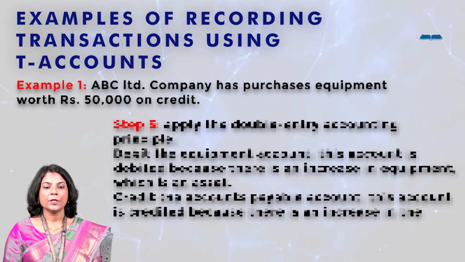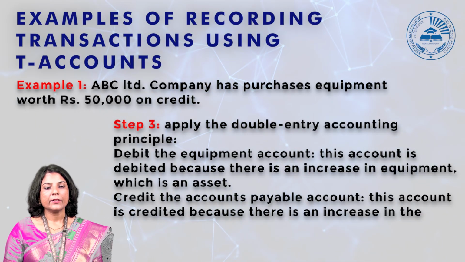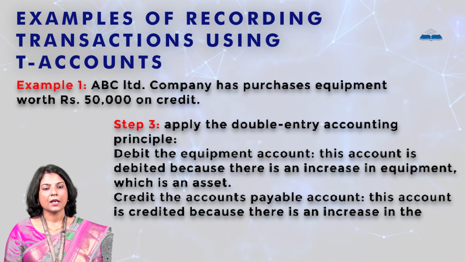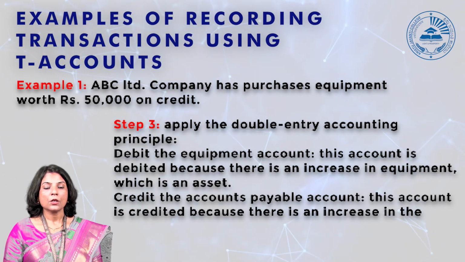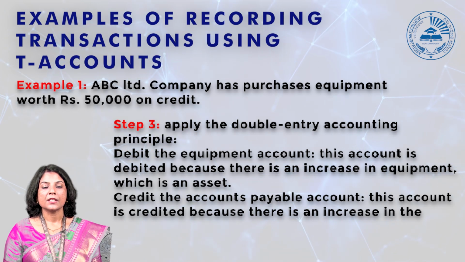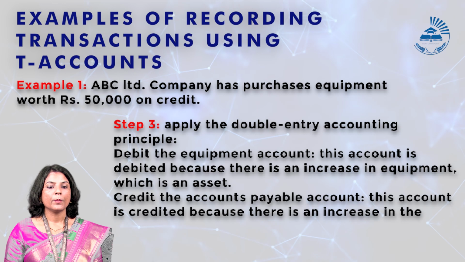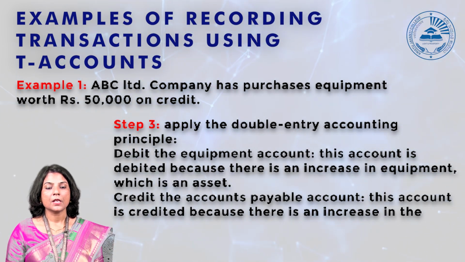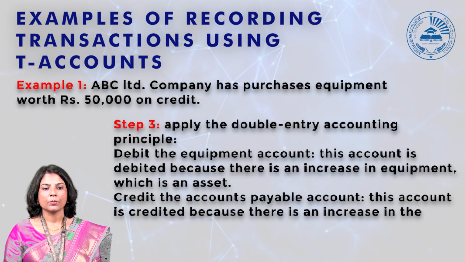So what will be the debit? One account will be debit and one account will be the credit. So here debit the equipment account because there is an increase in equipment, which is an asset. So debit the asset account or equipment account, and credit will go to the accounts payable account, which is credited because there is an increase in the liability, which represents the obligation to pay the supplier or shopkeeper in the future. The company has to pay rupees 50,000 in future. That's why the accounts payable account will be credited.